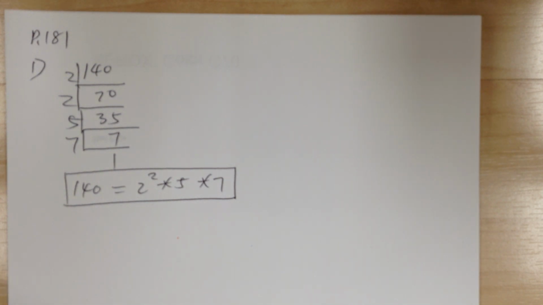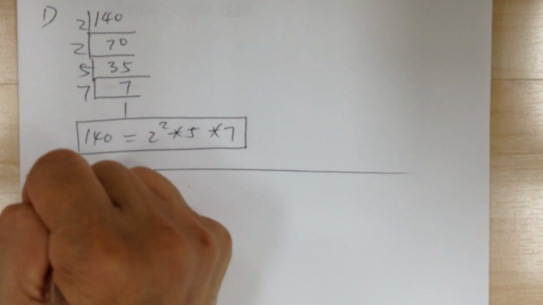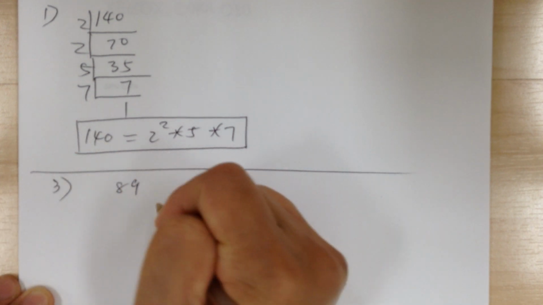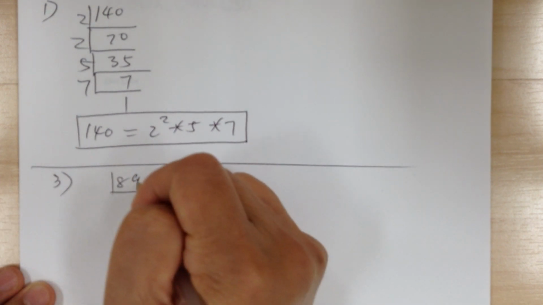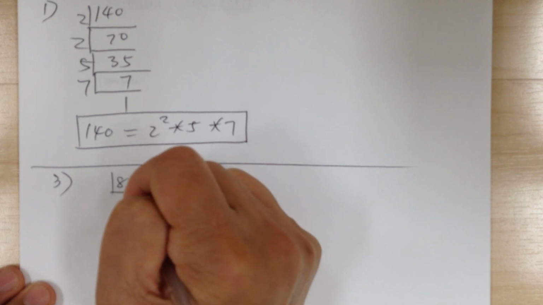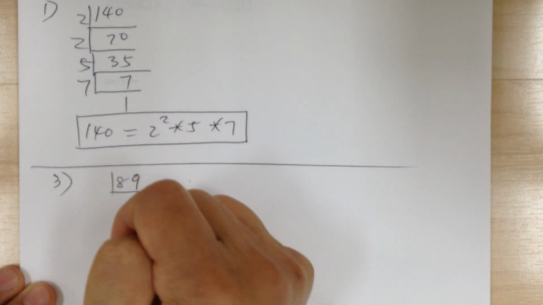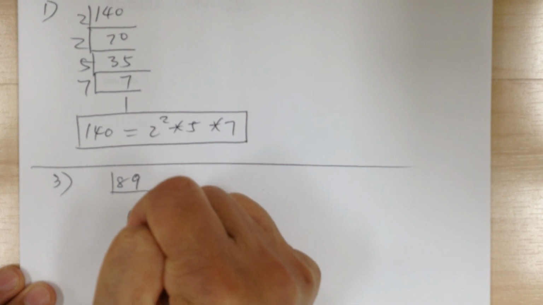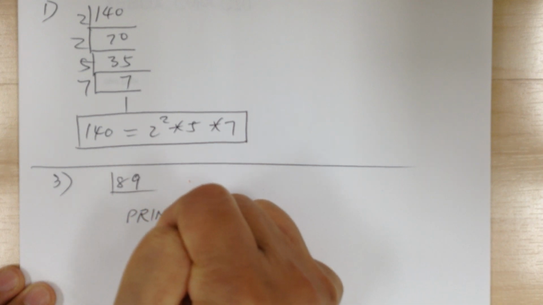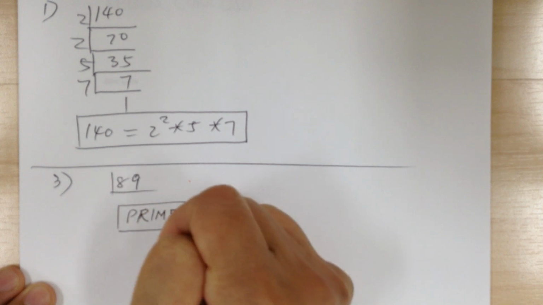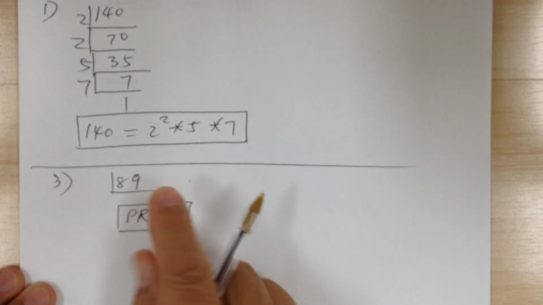Let's go to number 3. Okay, 89. If you try all different numbers, you cannot divide by any number. So this would be prime. So you can keep trying. Okay, so this is a prime, which means you can only divide by 1 and itself.